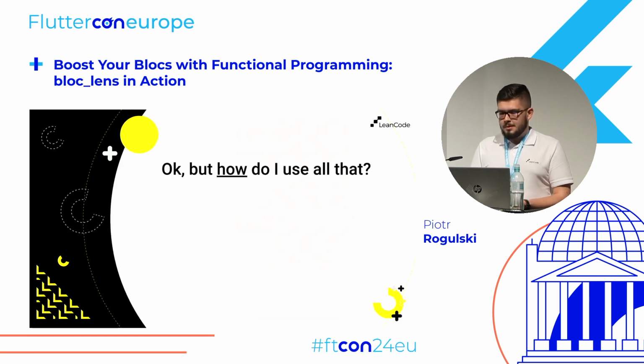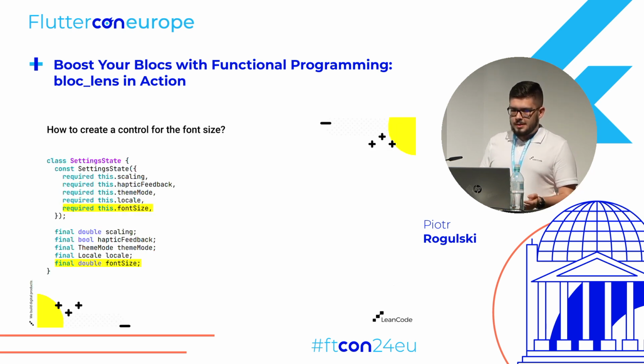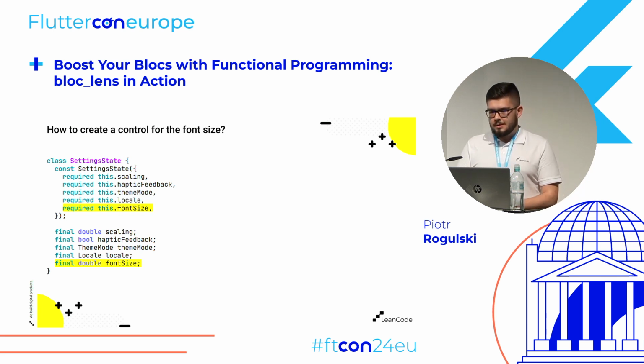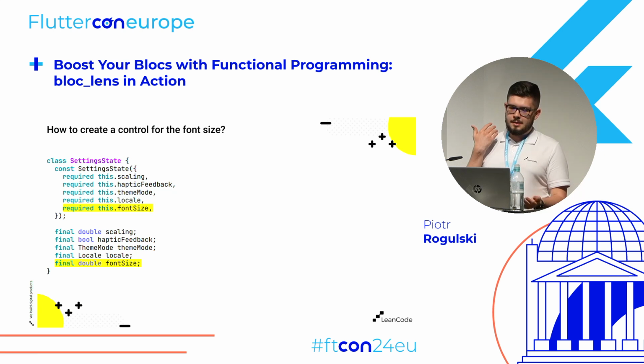Okay, maybe that's great, but it's all been just some kind of an abstract class, some kind of abstract cell we just put together in a column. How do I use that? Let's say, how do we create a control for the font size? It's a common use case that we might want to have the user increase the font size if they want to have their font bigger. So you add the property to your state, and what now?